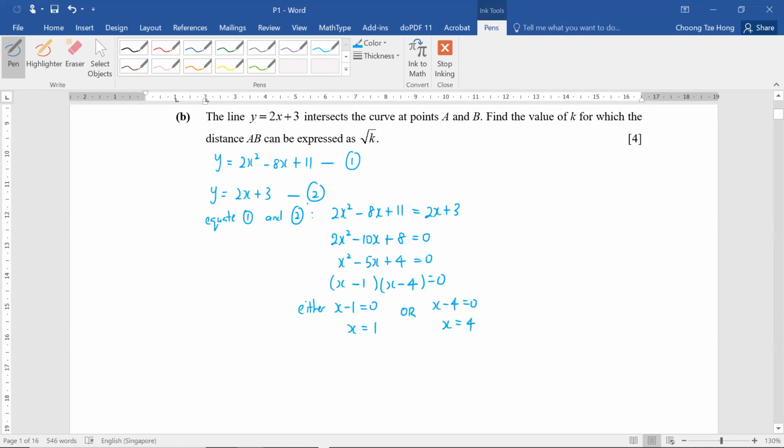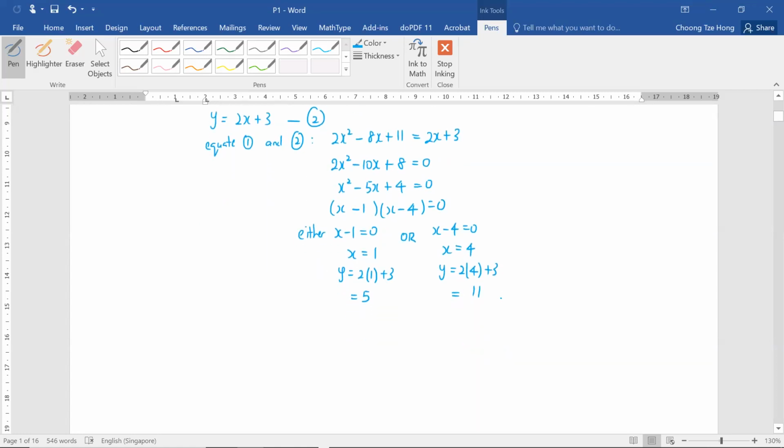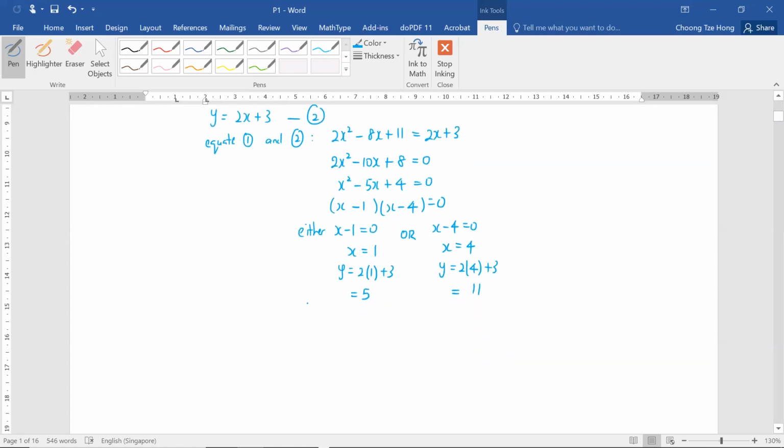So we will sub into 2 to find y. y will be equal to 2 times 1 plus 3, so 5. Then for the other, y will be equal to 2 times 4 plus 3, so you will get 11. They didn't indicate which one is A and B, so you can just assign. We assign the first point to be A, so A will be (1, 5), and B will be (4, 11).